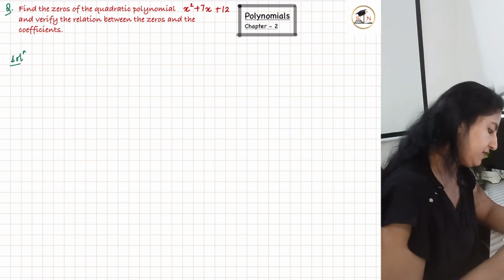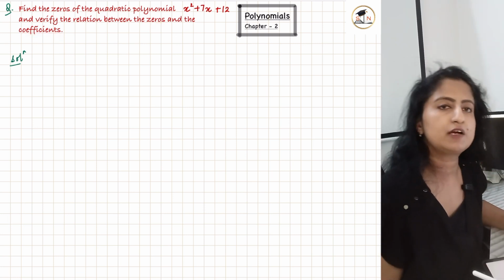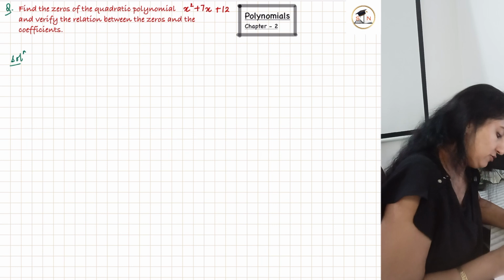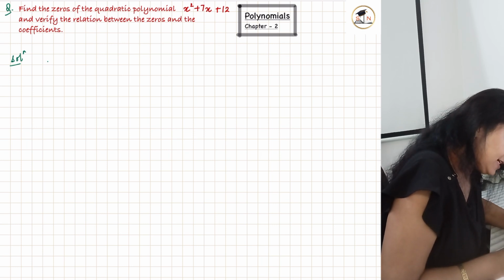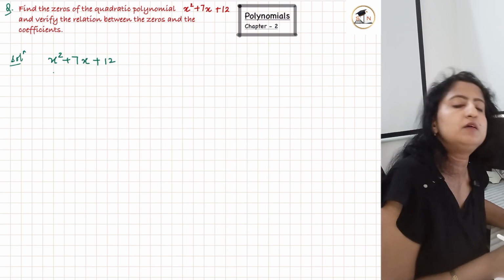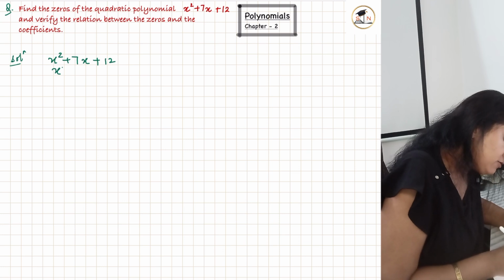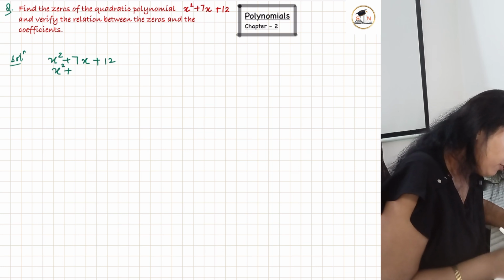Okay, so let's begin. Find the zeros of the quadratic polynomial x squared plus 7x plus 12 and verify the relation between zeros and the coefficients. So first, we are going to factorize in order to find the zeros. The given polynomial is x squared plus 7x plus 12. You had already learned splitting the middle term in class 8th and 9th. So over here, we will be using the factors of 12 as 3 and 4.